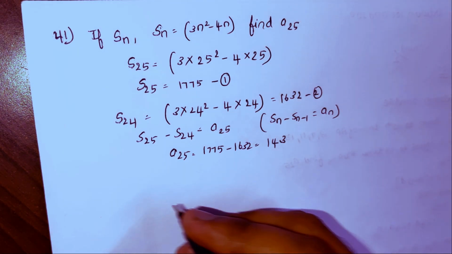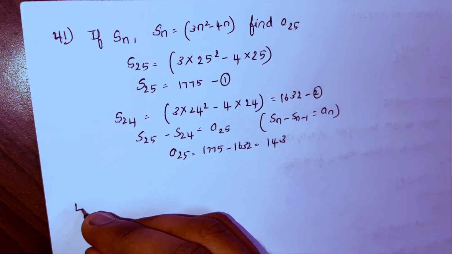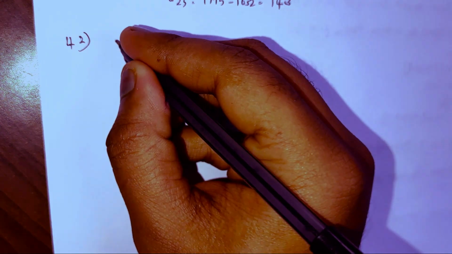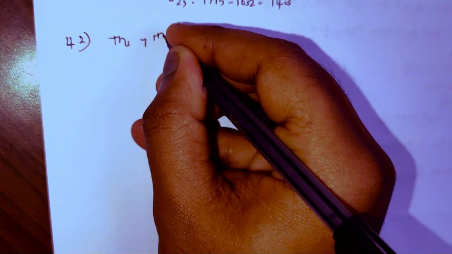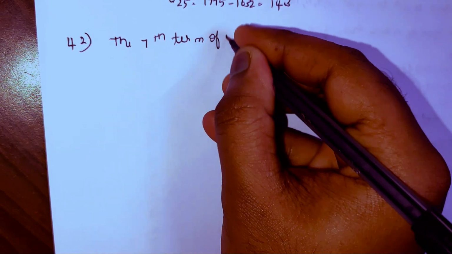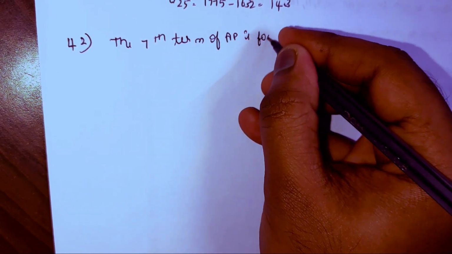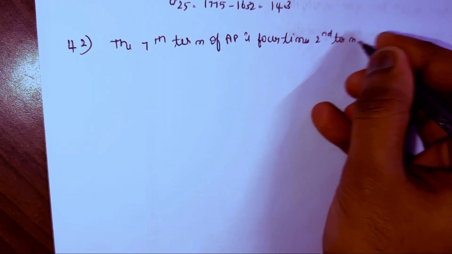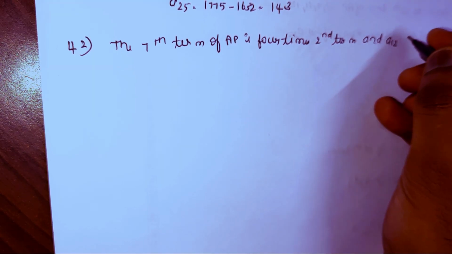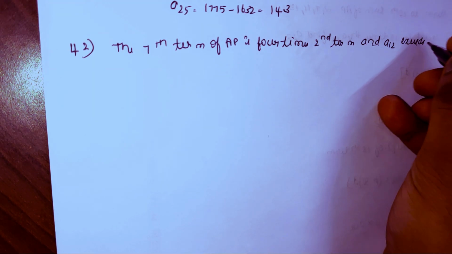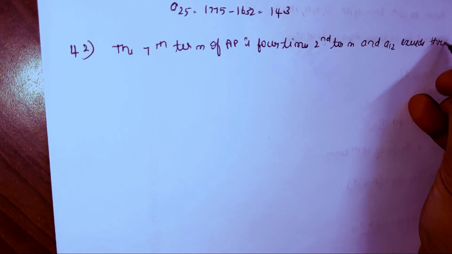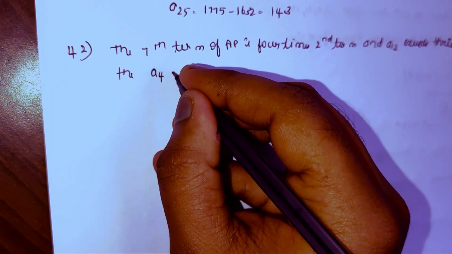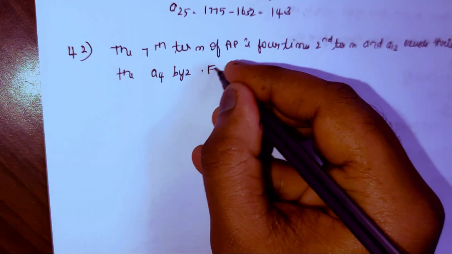Now we'll solve the 4 mark questions. Second question is, the 7th term of an AP is 4 times the second term and the 12th term exceeds thrice the 4th term by 2. Find the progression.